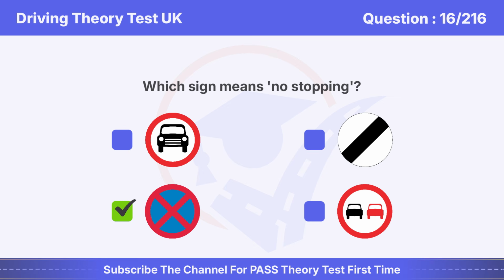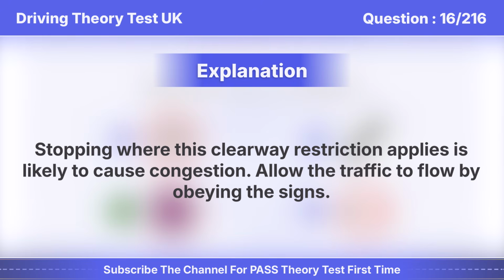Answer is C. Stopping where this clearway restriction applies is likely to cause congestion. Allow the traffic to flow by obeying the signs.